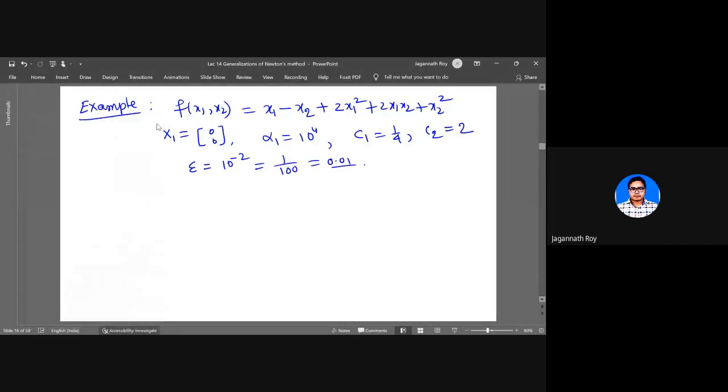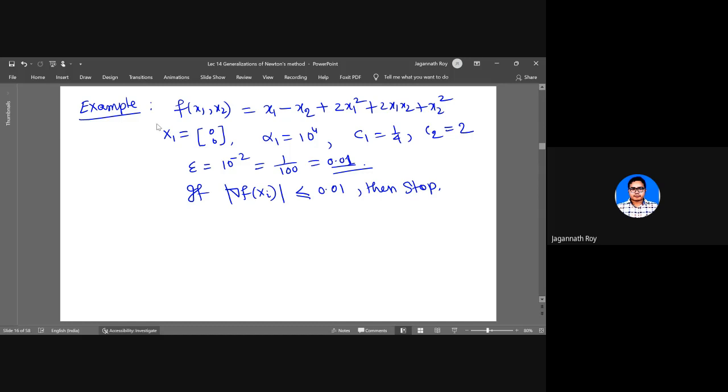Okay. So if we have this condition, then we can stop. That means if the norm of the gradient of f at xi is less than or equal to 0.01, then stop. Otherwise, continue.